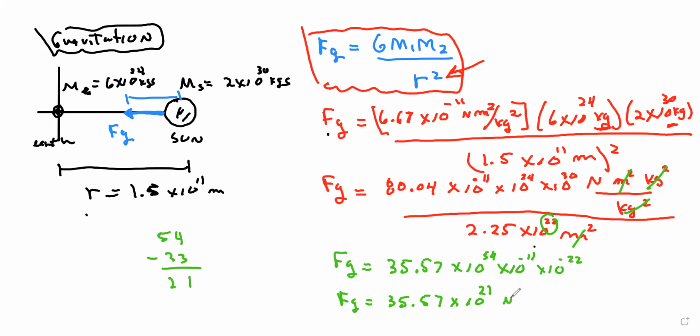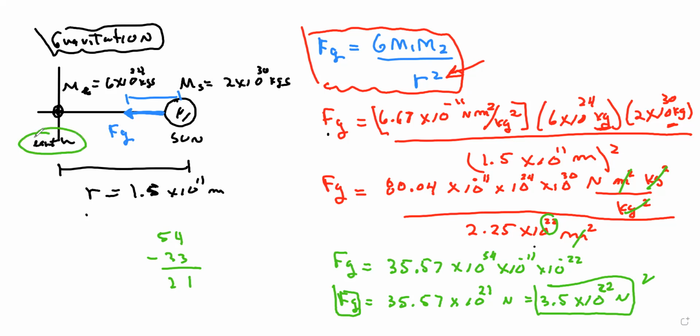And these are newtons. And that's the way it's supposed to be, because the force is always measured in newtons. But another way to write this down is 3.5 times 10 to the 22 newtons. This would be the force of attraction that the Earth exerts on the sun. And the magnitude of this force is 3.5 times 10 to the 22 newtons.